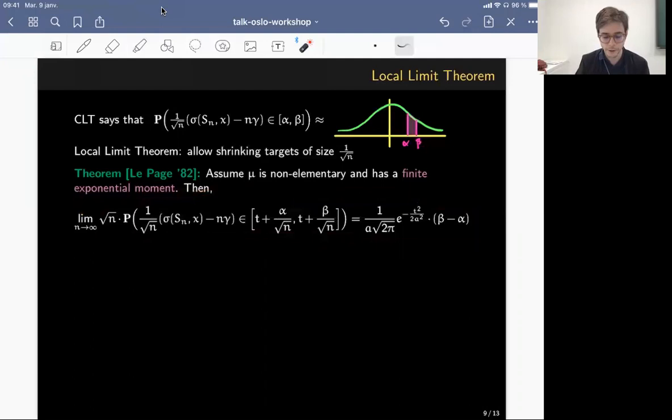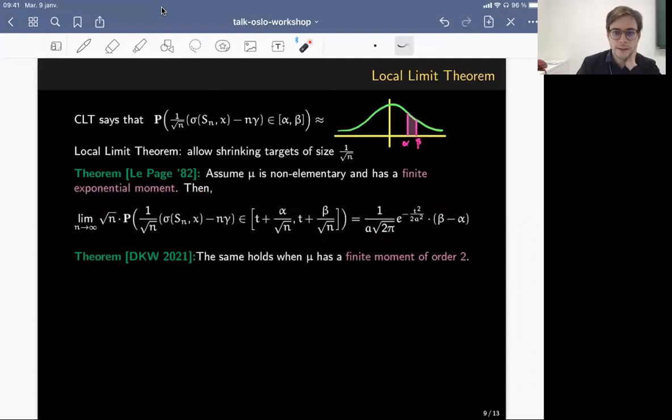So this is our theorem from this year. We could prove that the exact same theorem holds under the optimal condition of finite moment of order two. So the condition that we can have is this one, and it is optimal because it's the same as for classical random walks. Okay. So yeah, this is the theorem. It's the optimal version of this theorem of Lepage. So let me now give you some ideas, or at least the tools that we use. I cannot give the proof because it's quite long and technical, but I can at least give you the ingredients behind it.